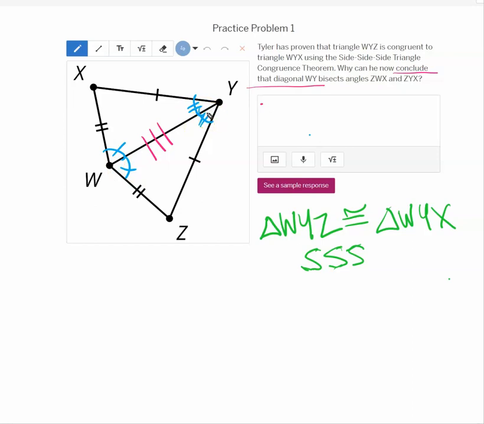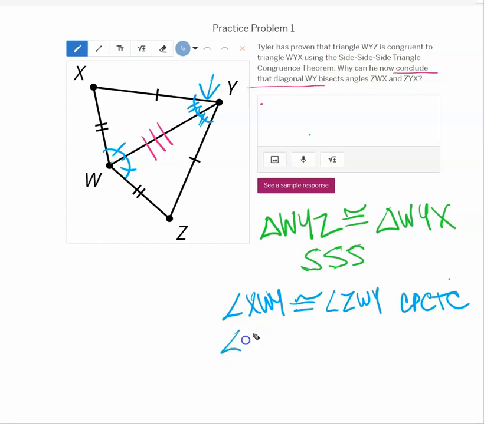And he already can prove that because since he said that the triangles are congruent, we know that angle XWY is congruent to angle ZWY because corresponding parts of congruent triangles are congruent. We can also do this other side up here and say that angle XYW is congruent to angle ZYW because corresponding parts of congruent triangles are congruent.